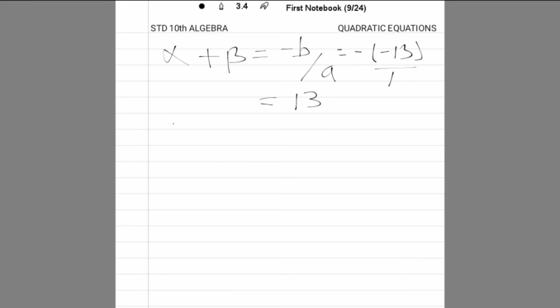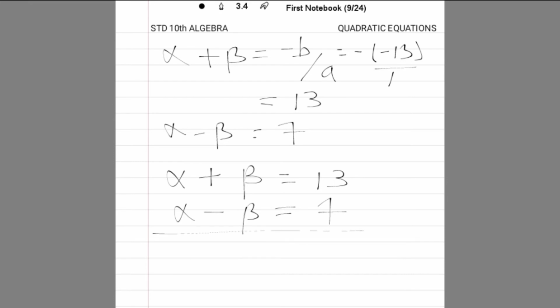And they have given us that alpha minus beta is equal to 7. We can just add these equations and get the value of one of the roots. See, how we can do that is the same thing which we did in linear equations. So after adding that, beta gets eliminated and we get 2 alpha is equal to 13 plus 7, which is 20. Then alpha is equal to 20 divided by 2. We get the value of alpha as 10.